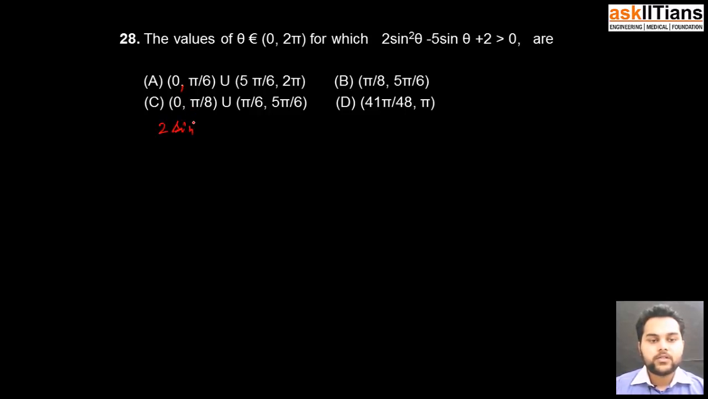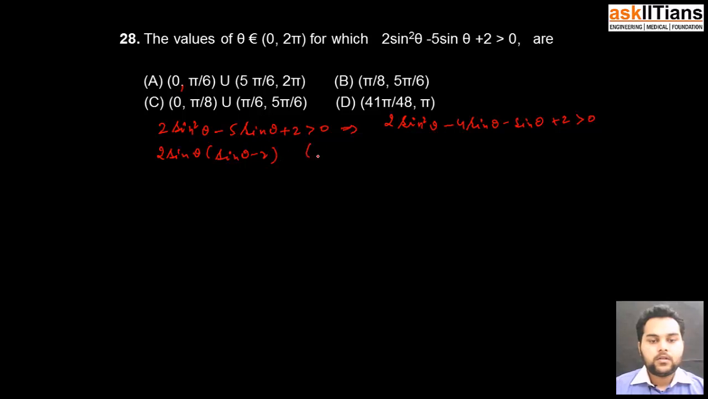The equation is a quadratic equation. We will factorize it. 2 sin²θ − 5 sinθ + 2 is greater than 0. That can be factorized as 2 sin²θ − 4 sinθ − sinθ + 2 greater than 0. That gives me 2 sinθ common, and I get (sinθ − 2), and then −1. So the two factors are (2 sinθ − 1) and (sinθ − 2) greater than 0. So either both are positive or both are negative.